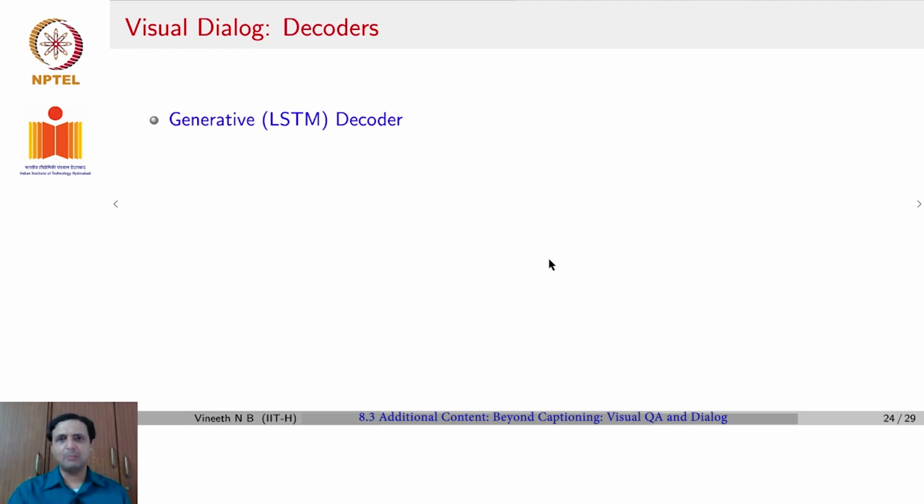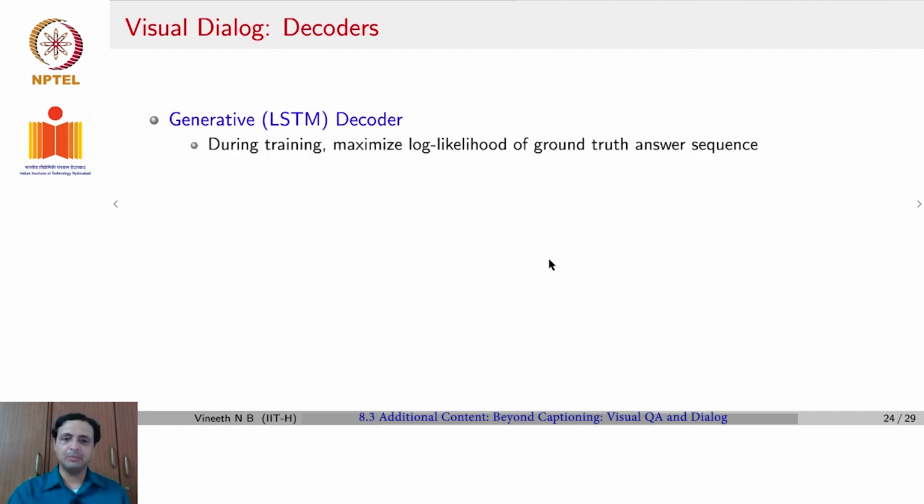Coming to the decoder part of such models, as we said, decoders can be generative or discriminative. In a generative decoder, as an example, during training, you would maximize the log likelihood of the ground truth answer sequence. You would want your decoder to generate the correct answer sequence. And during training, you maximize the log likelihood of generating that ground truth answer sequence.